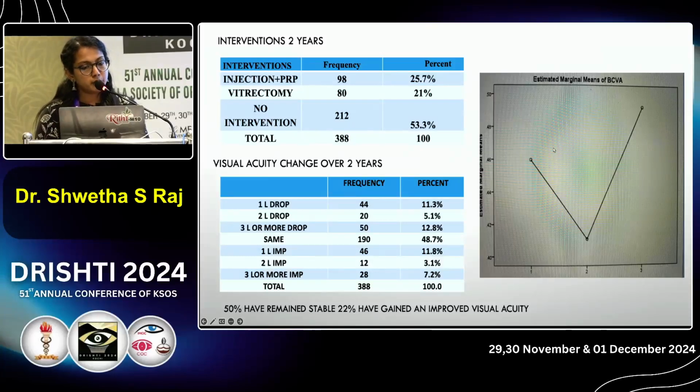When we looked into the visual acuity change, it was seen that at around 1 year, there was a slight drop in the visual acuity, but by the end of 2 years, we were able to reach a visual acuity that was slightly better than the baseline visual acuity.